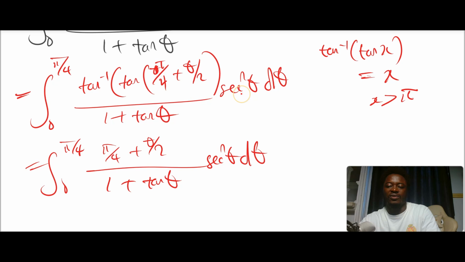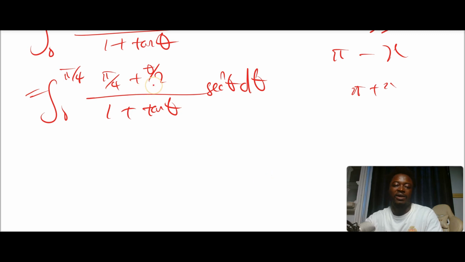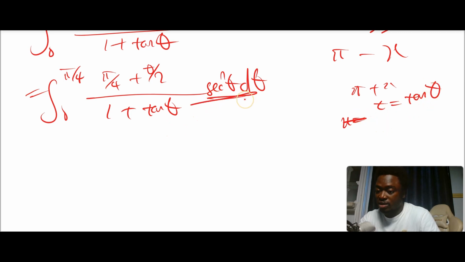So we don't have to worry about whether it is pi minus this or pi minus x or pi plus x or whatever, because we're not crossing that threshold yet. But here now we could take t to be tan theta, and notice that dt will be secant square theta, something I told you about that we'll be needing as you progress. So this is 1 plus t dt.